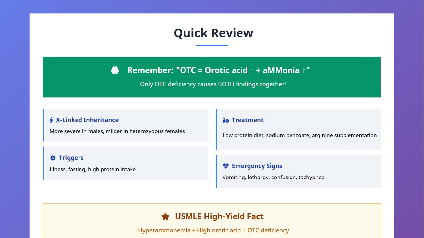To summarize, a 2-year-old male with vomiting, tachypnea, and altered mental status. Laboratory findings show hyperammonemia and elevated urinary orotic acid with normal liver function. The diagnosis is ornithine transcarbamylase deficiency, an X-linked urea cycle disorder. Recognize this presentation early to prevent irreversible neurologic damage.